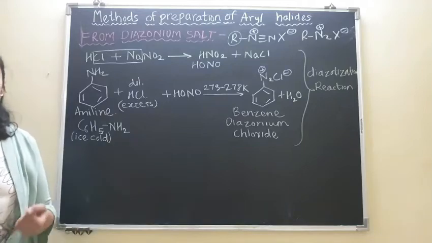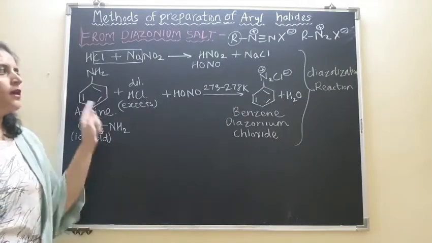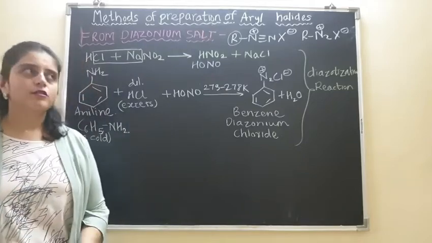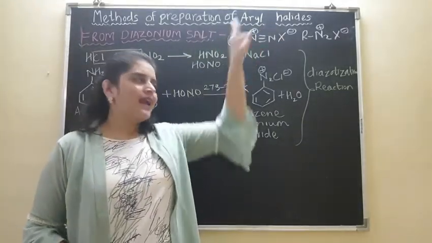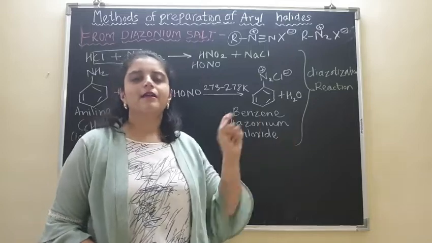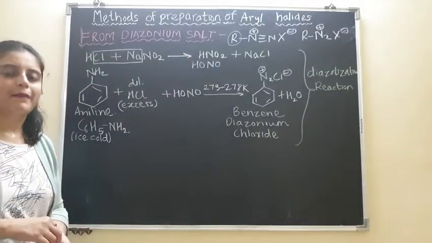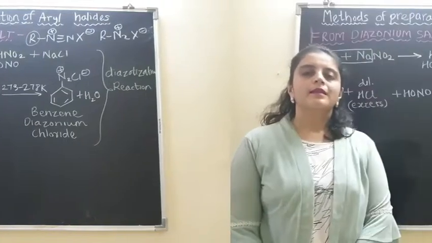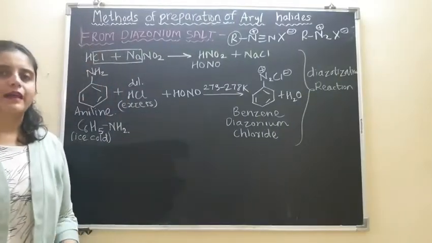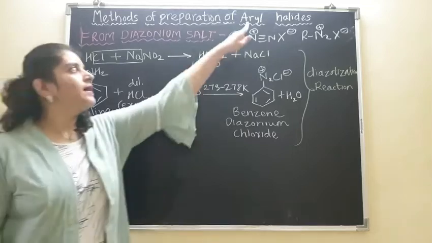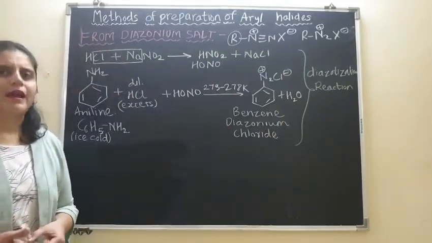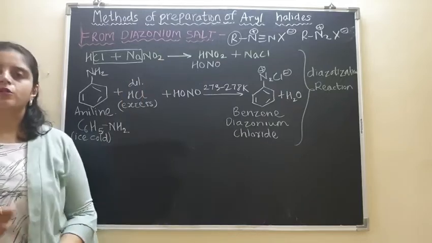This reaction is called the diazotization reaction. But this is not the main reaction that we are studying. We are going to study how we can prepare aryl halides with our diazonium salt. So our main reaction is Sandmeyer's reaction. The main reaction that we are going to study now is how we can prepare aryl halides with benzene diazonium chloride or with any diazonium salt.